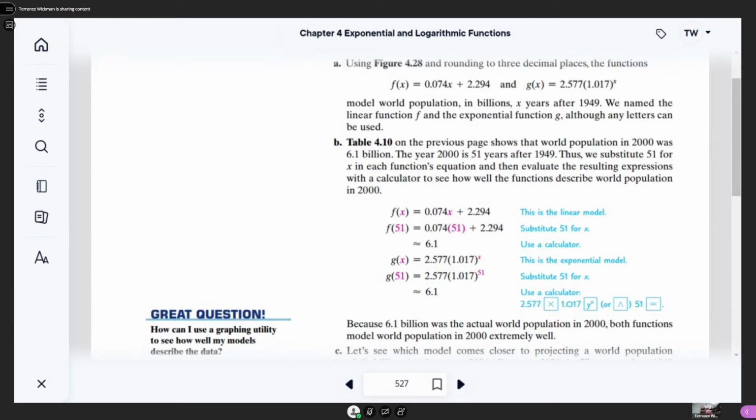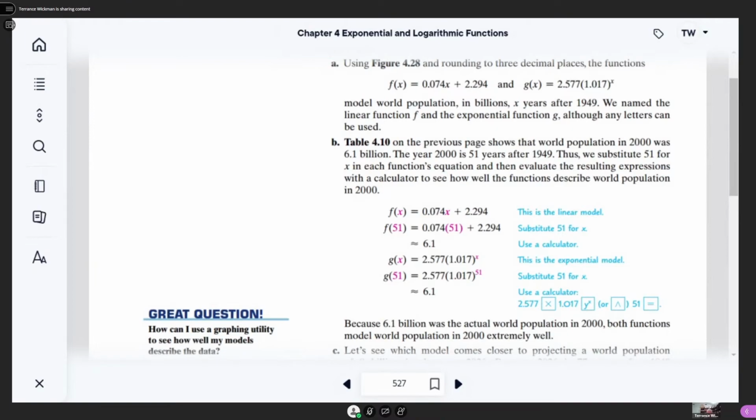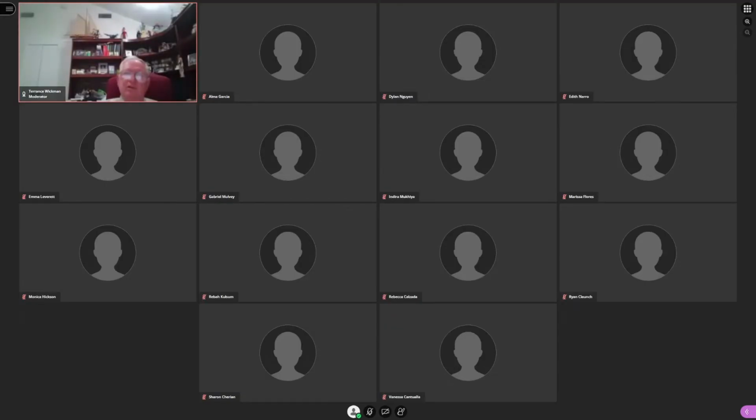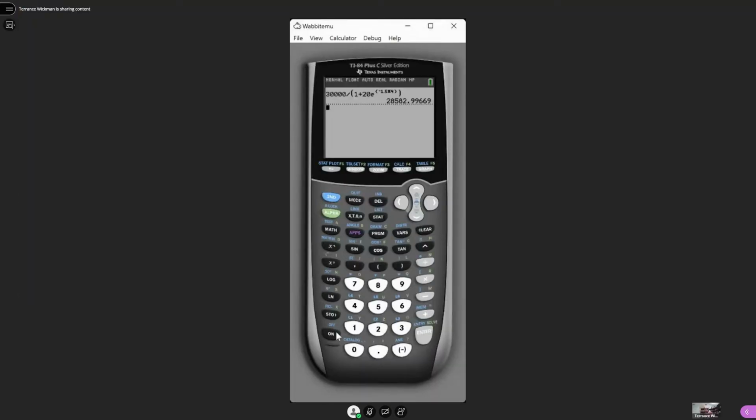Let me demonstrate. I guess I could demonstrate them both. Then the second would be, and they're comparing both models. And you're going to see, well, which one works the best. So let's go to our whiteboard. Or let's go to the calculator. So in the calculator, we'll put the linear model in first.